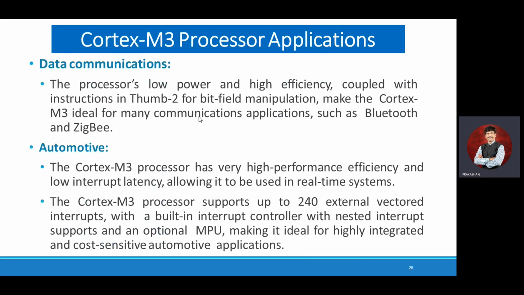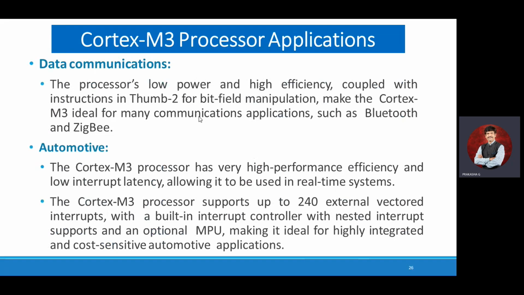It may be data communication, you want to communicate, it may be internet, any type of the application which is trying to communicate the data. The processor's low power and high efficiency coupled with the instructions in Thumb2 for bit field manipulation make the Cortex M3 ideal for many communication applications such as Bluetooth and Zigbee.